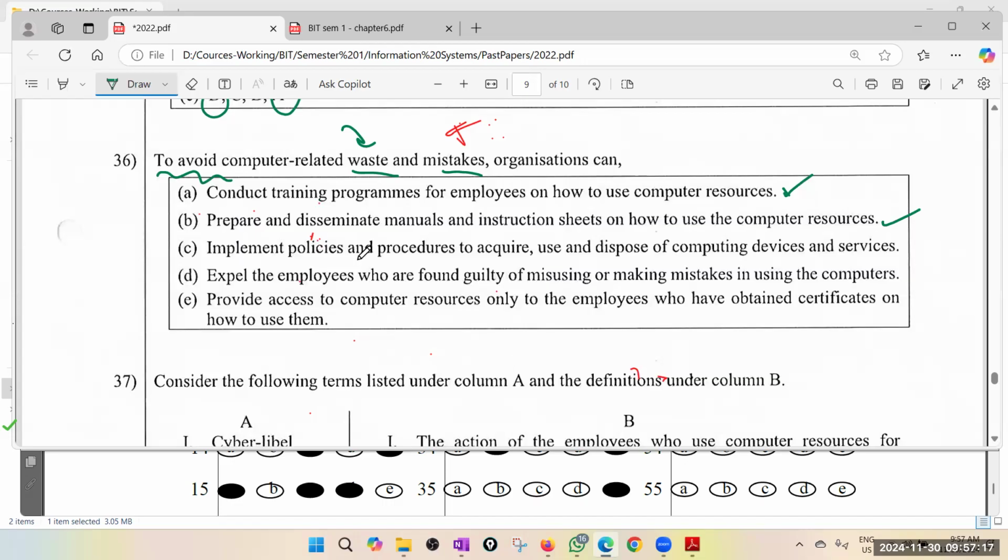Implement the policies and procedures to acquire, use and dispose of computing devices and services. Implement policies and procedures to acquire, use and dispose computing devices. This is related to this one. Not directly related, it seems. Expel the employees who are found guilty of misusing and making mistakes in using the computers.